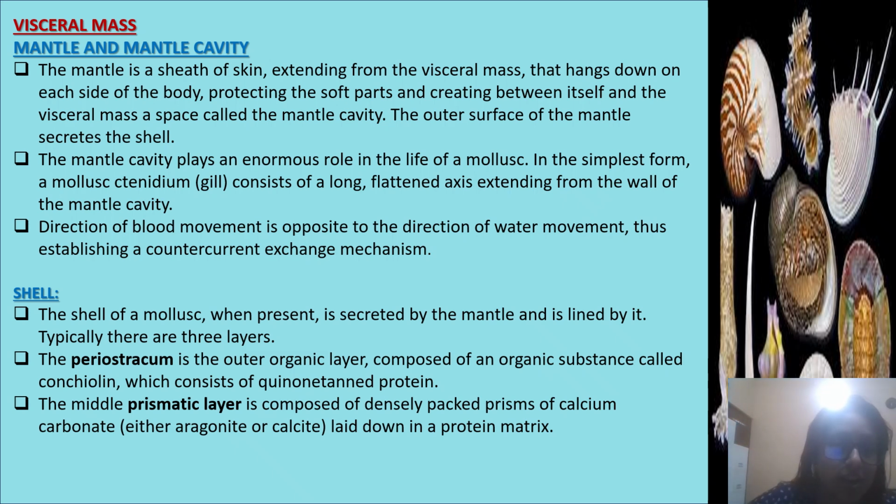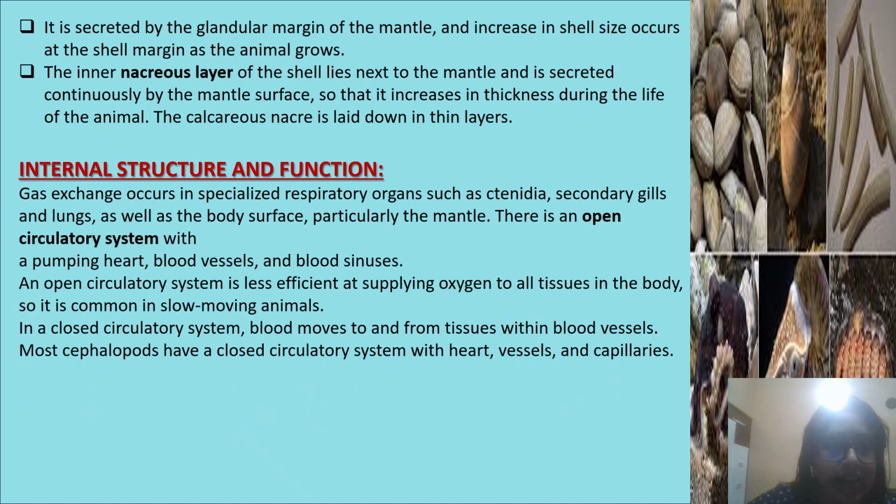Next, shell. The shell of a mollusk, when present, is secreted by the mantle and is lined by it. There are three layers. The periostracum is the outer organic layer composed of an organic substance called conchiolin, which consists of quinone-tanned protein. The middle prismatic layer is composed of densely packed prisms of calcium carbonate laid down in a protein matrix. It is secreted by the glandular margin of the mantle, and increase in shell size occurs at the shell margin as the animal grows.